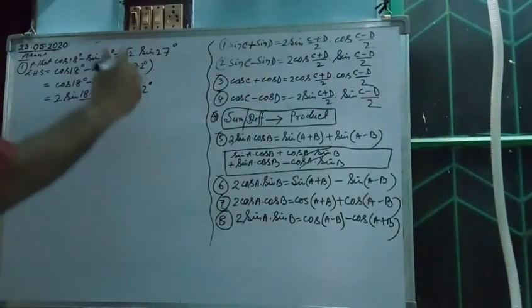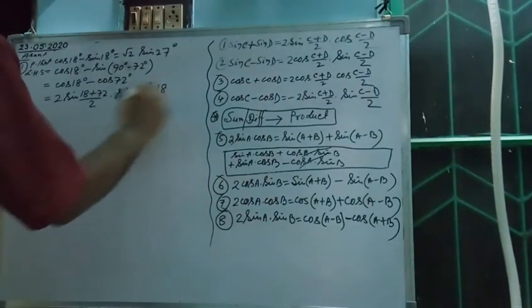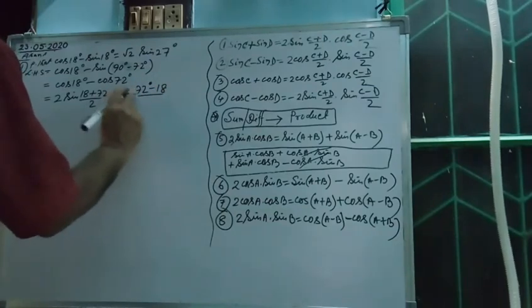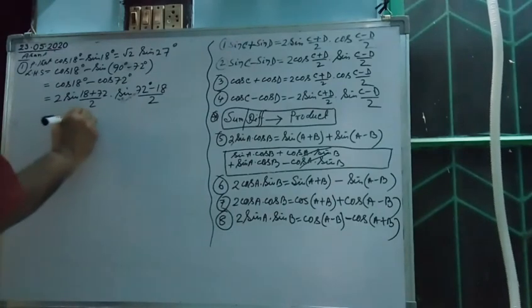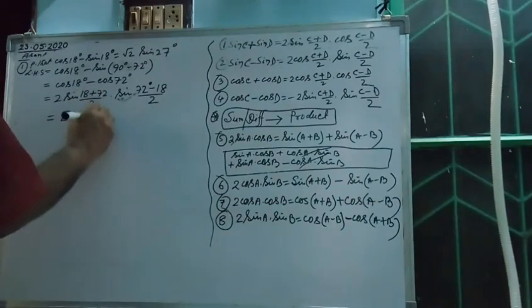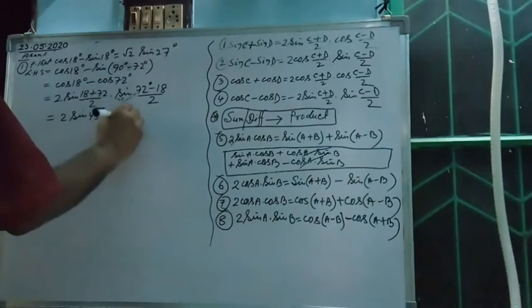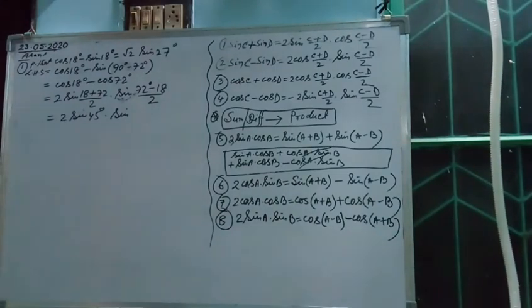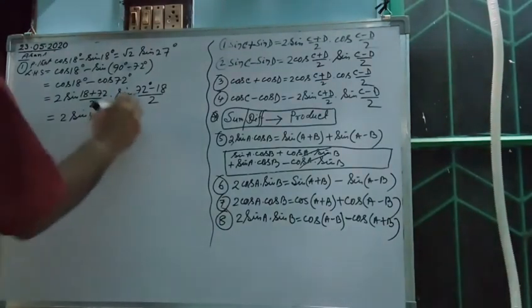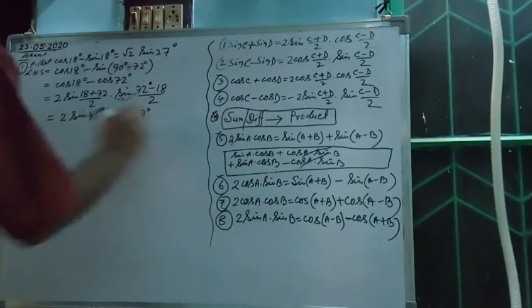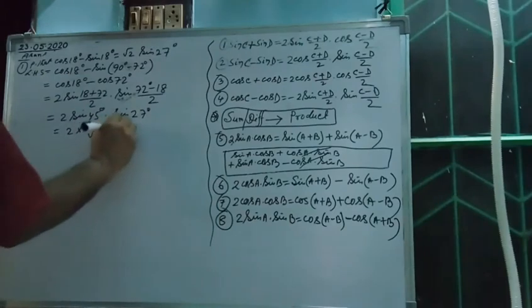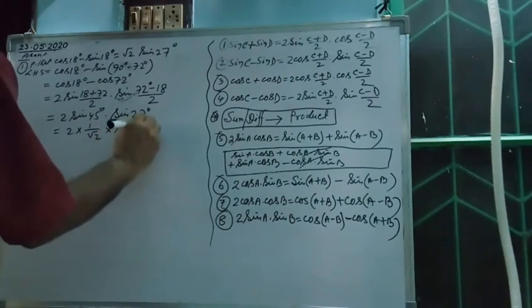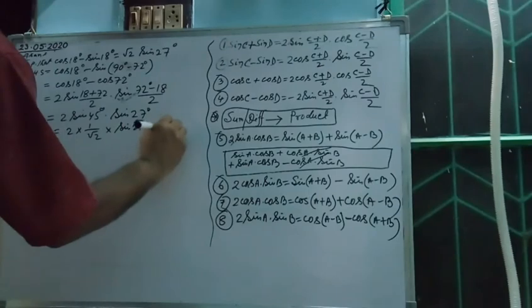We should practice in both ways. (72 minus 18)/2. That is equal to 2 sin (18 plus 72)/2, that is sin 90/2, sin 45 degree, into sin (72 minus 18)/2. How much? 54 by 2, sin 27 degree. That is 2 into sin 45, which is 1 by root 2, so 2 into 1 by root 2 into sin 27 degree. That is equal to root 2 sin 27 degree.